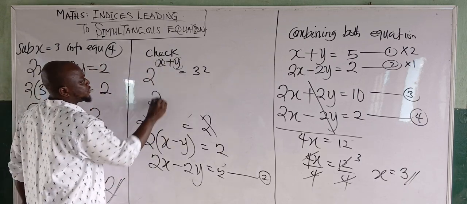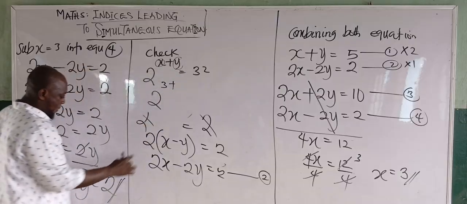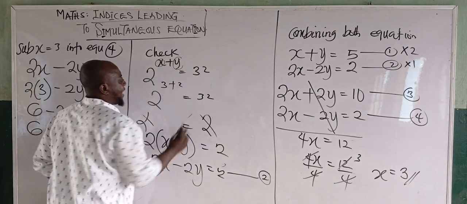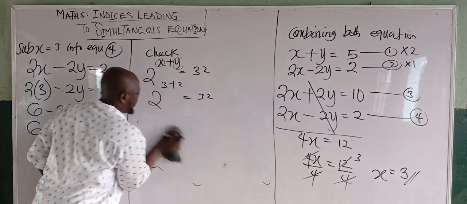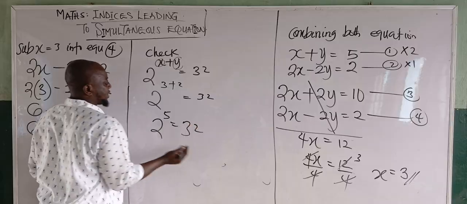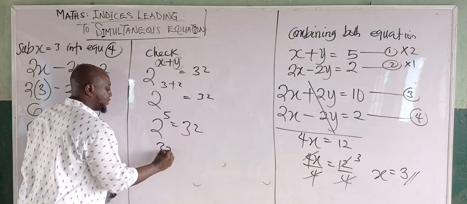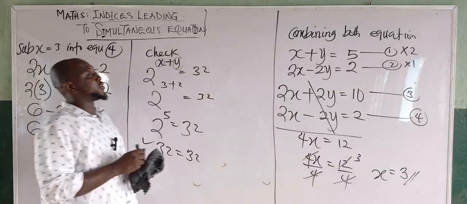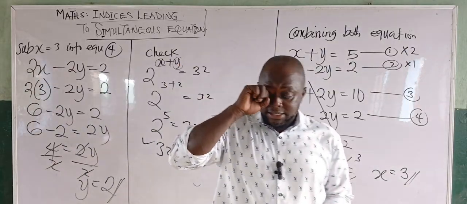3. So I'll have that 2 raised to the power of 3. What is my y? My y is 2. So if you sum this one up, remember it must give you 32. So this will give you 2 raised to the power of 5, which is giving me 32. Obviously, 2 raised to the power of 5 is 32. So that means that this is correct. And this is how you solve this going forward.